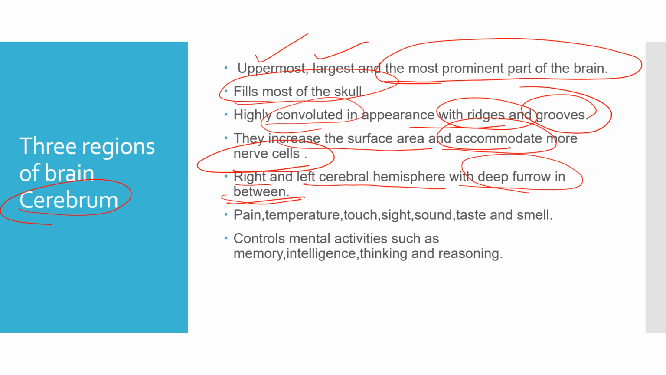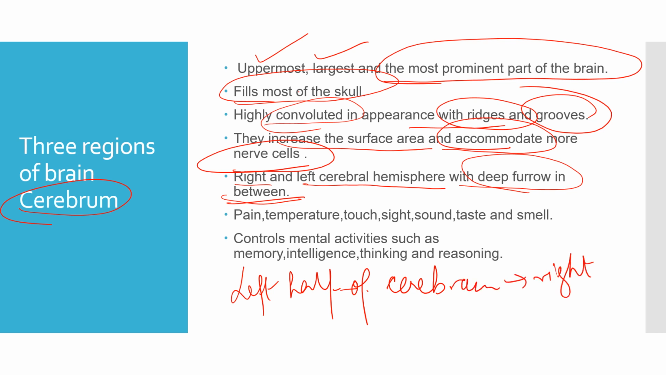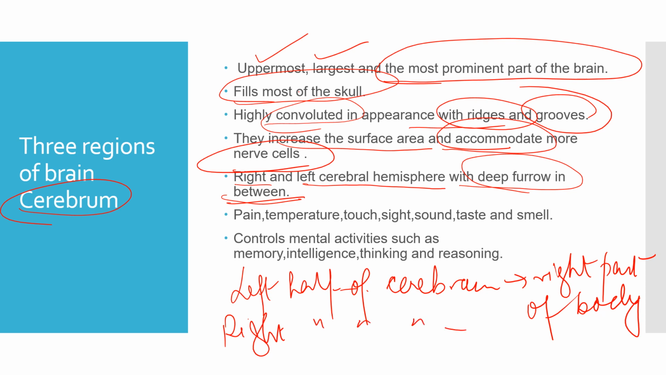Another mention should be made here: the left half of the cerebrum controls the right half of the body. So the right part of the body is being controlled by the left half of the cerebrum, whereas the right half of the cerebrum controls the left part of the body. This is how the cerebrum works.